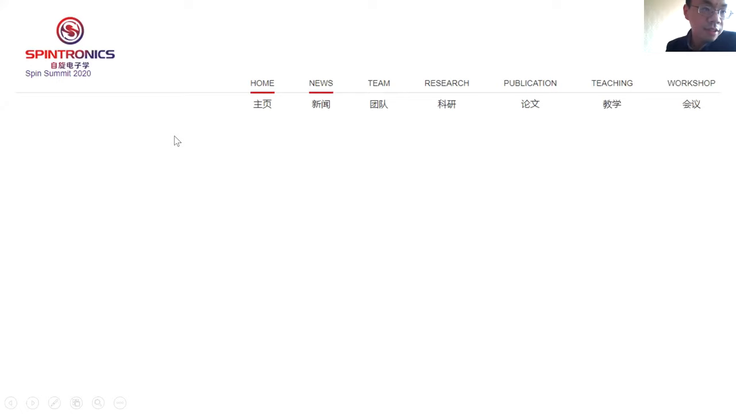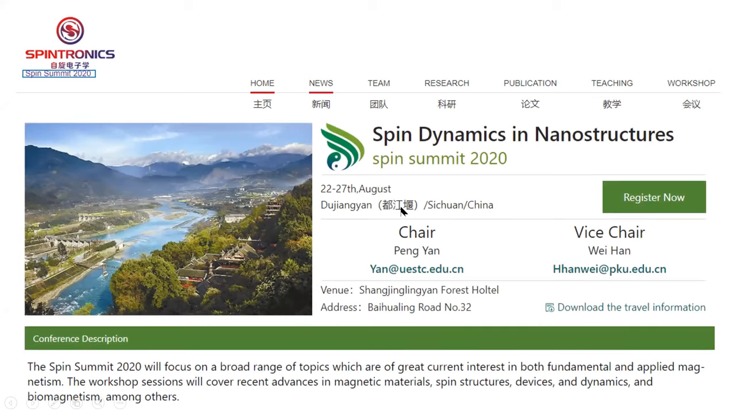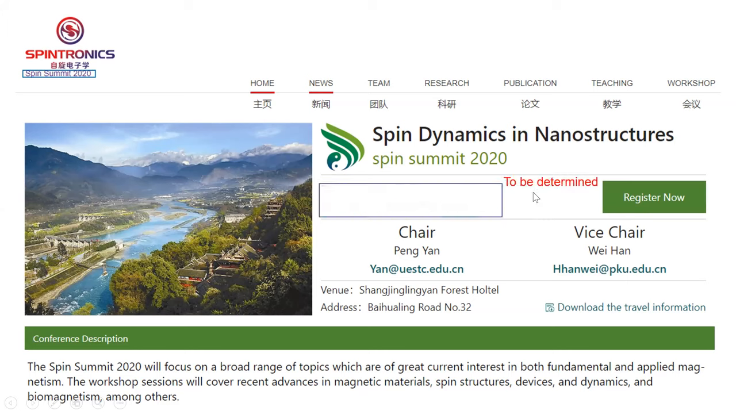This is a web page of my group. And firstly, it's an advertisement for the Spin Summit 2020. It's supposed to be held at this time and in this place, but now due to the virus, it's to be determined. You can trace information following this website. Here you can see the website of our group, and then you can click this button and you can get more detailed information.